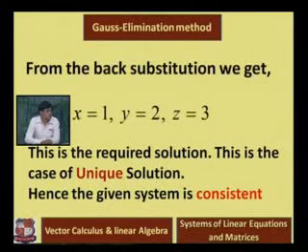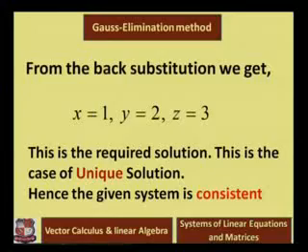And this is the required solution. Notice that x is equal to 1, y is equal to 2 and z is equal to 3. That is the unique solution. That is the case of unique solution. Hence, here we get the solution. That is also the case of consistent. The given system is called consistent because we have a solution of that system. So in this example we see how the Gauss elimination method works using row echelon form.